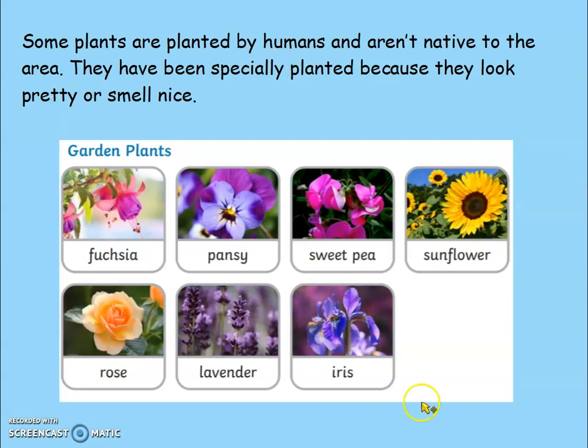And then we've got some garden plants. These are planted by humans and aren't native to the area. So someone has taken the seeds and planted them there because they look pretty or smell nice, or because humans want them in that area. So examples of garden plants are fuchsia, pansies, sweet peas, sunflowers, you might recognise that one, we've been labelling some sunflowers, rose, lavender and iris.